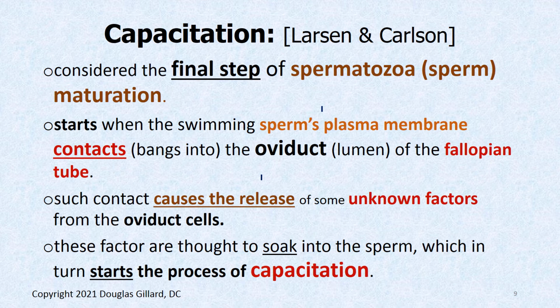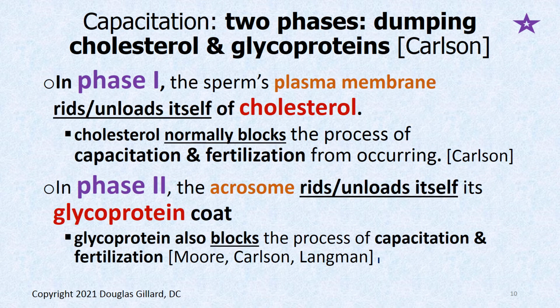So as it's swimming down the tube, that lumen is called the oviduct. The cells of the oviduct release some factor that they can't really figure out what it is yet, so it's unnamed yet. And that factor is what soaks into the sperm and starts the process of capacitation, of final maturation. So what does that mean? What exactly happens when that factor leaks in?